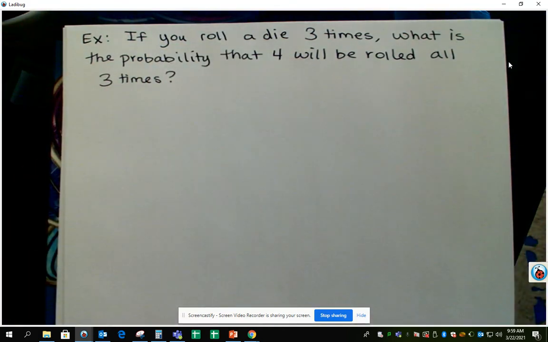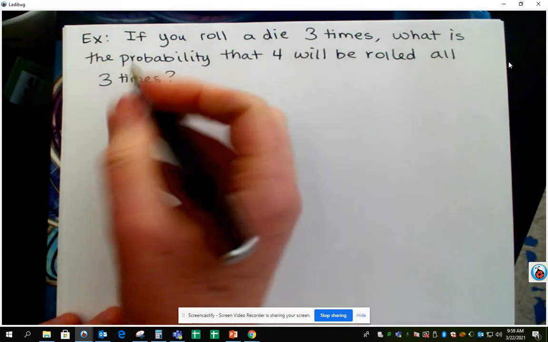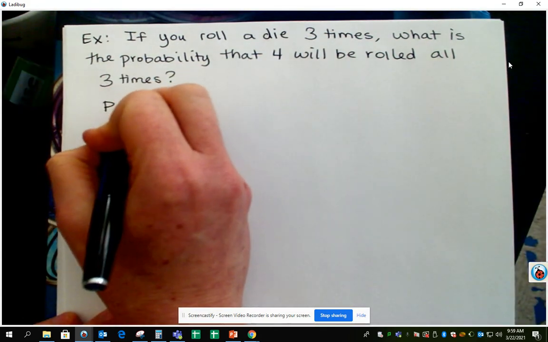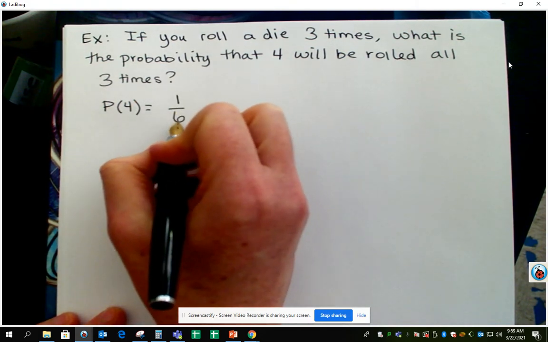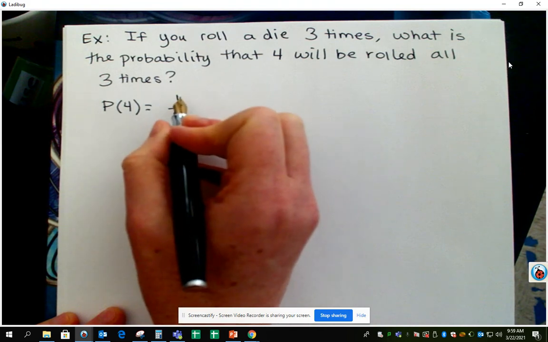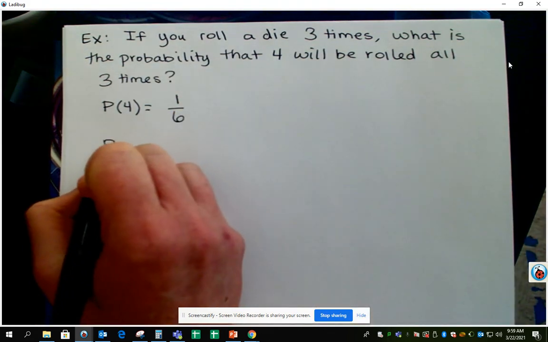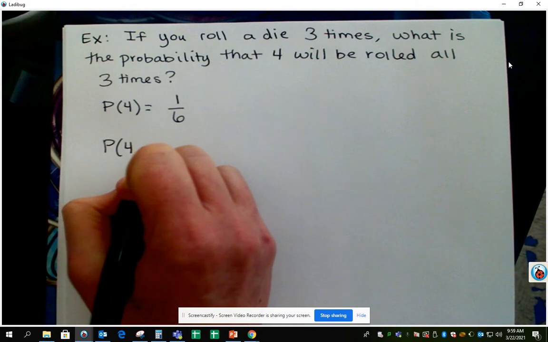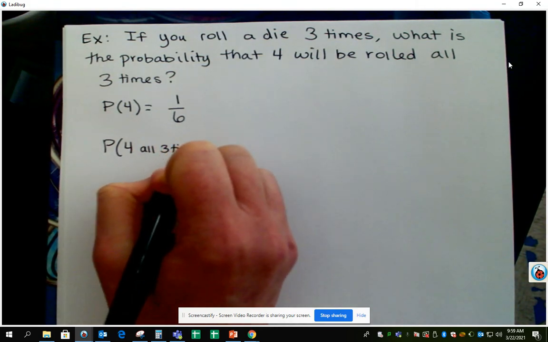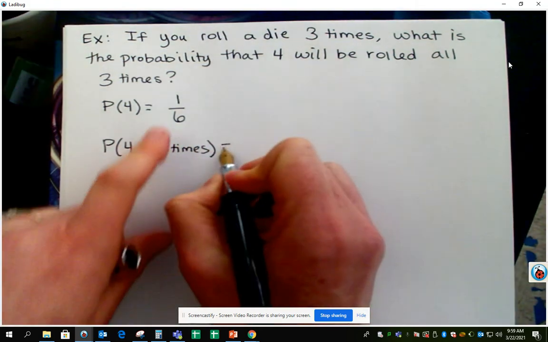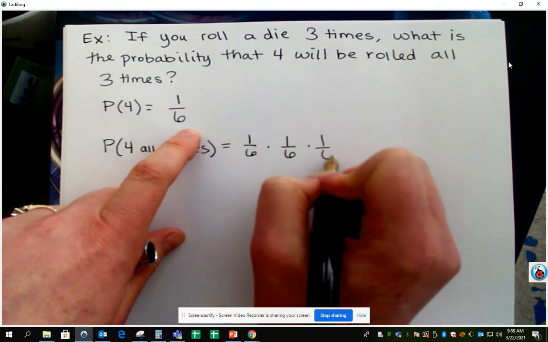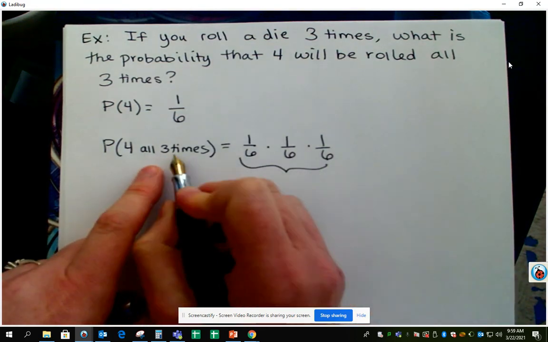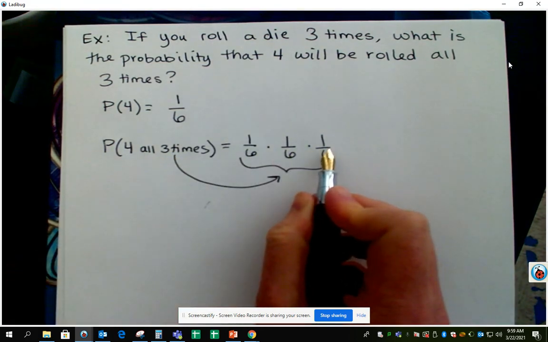Okay, so let's think about that. First, we want to find out the probability of rolling 4 once, right? So the probability of rolling 4 would be 1 out of 6. There's 6 sides on a die, and one of them is 4. So the probability of 4 all 3 times would be the probability of 4 times itself 3 times. Okay, so all 3 times, that's why we're multiplying it 3 times.